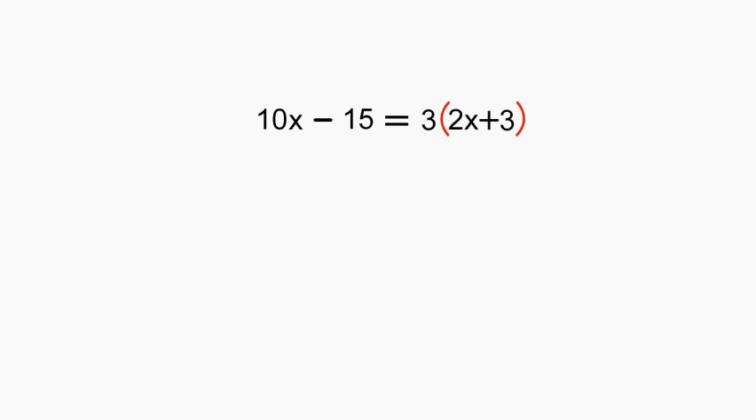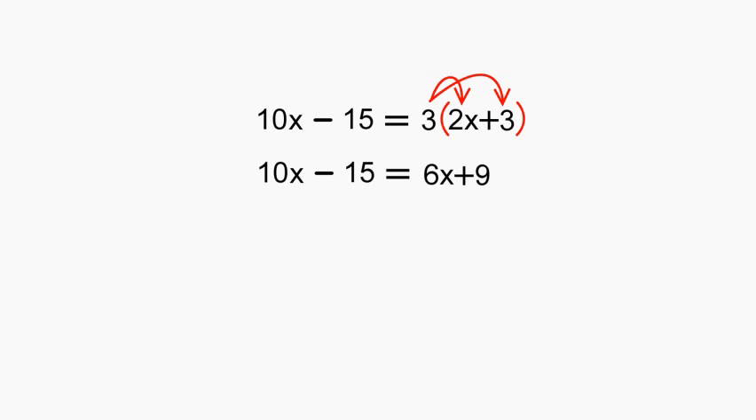You'll notice that the parentheses is on the right side here. I'm going to have to distribute the 3 across to everything inside the parentheses to get rid of them. First carry down everything on the left side, then distribute the 3 across the parentheses. 3 times 2x is 6x, and 3 times 3 is 9, and carry down a plus sign.